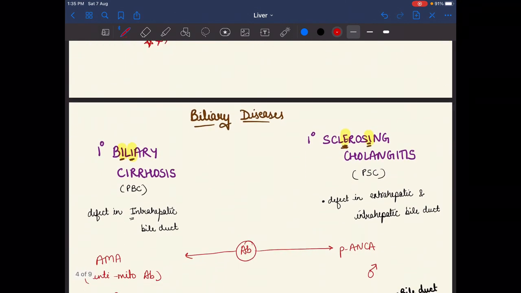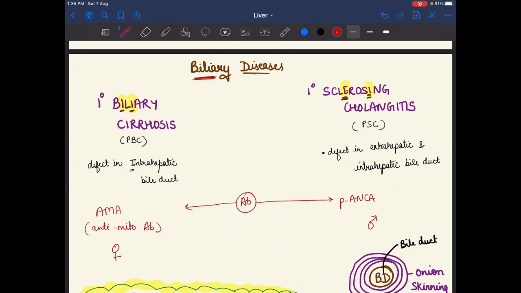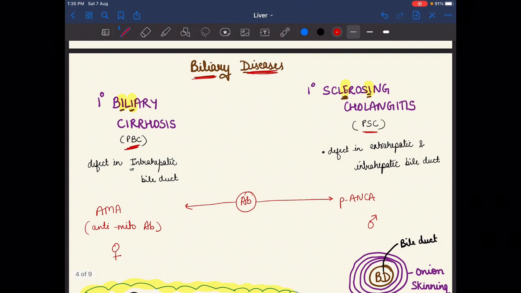Now, let's move to the biliary disease. In biliary disease, there is increased level of conjugated bilirubin. These are PBC or PSC, that is primary biliary cirrhosis and primary sclerosing cholangitis. So these were the two conditions of the biliary diseases. Now, in PBC, there is defect in the intrahepatic bile duct.